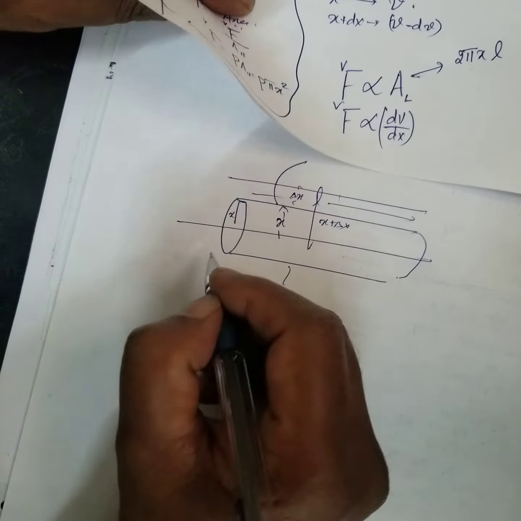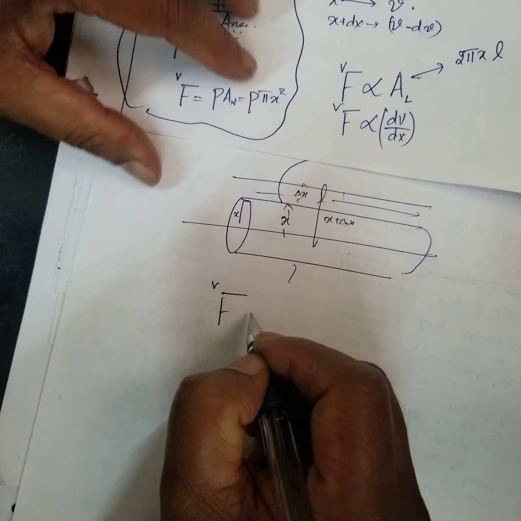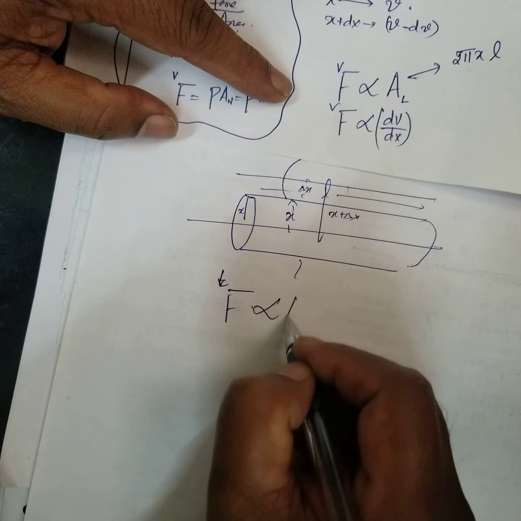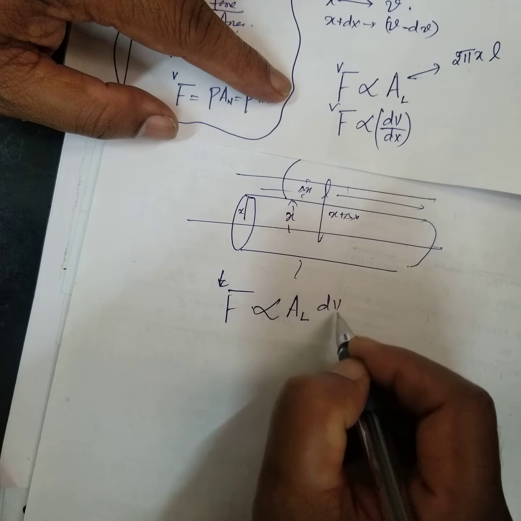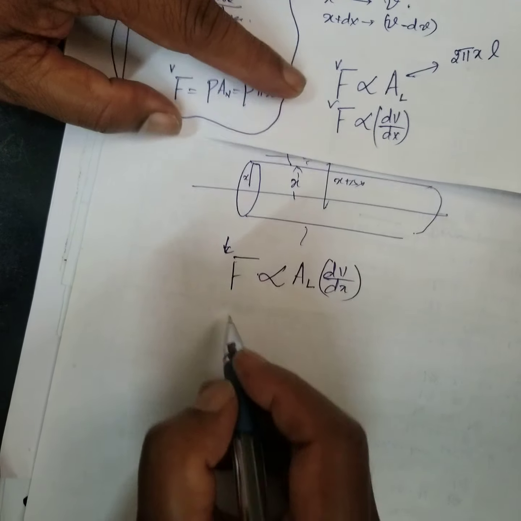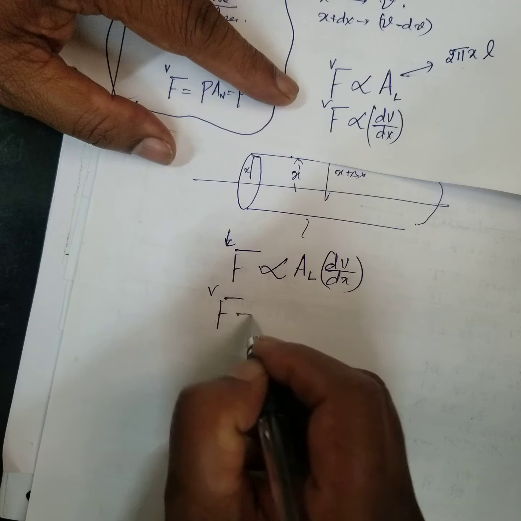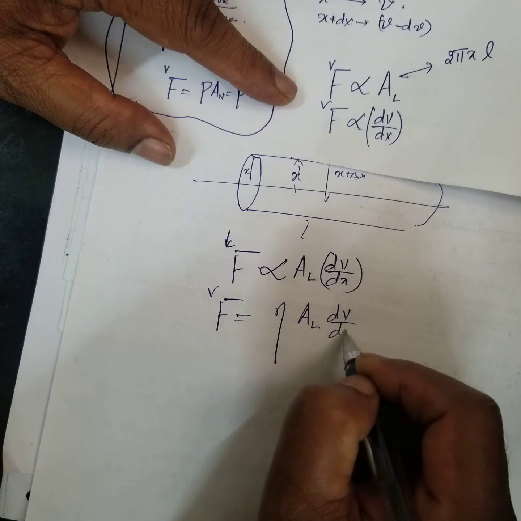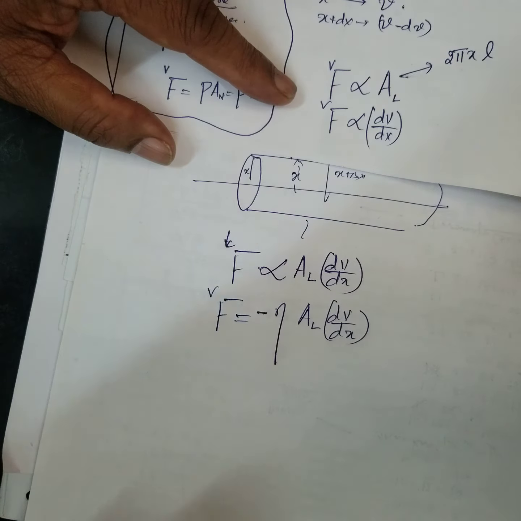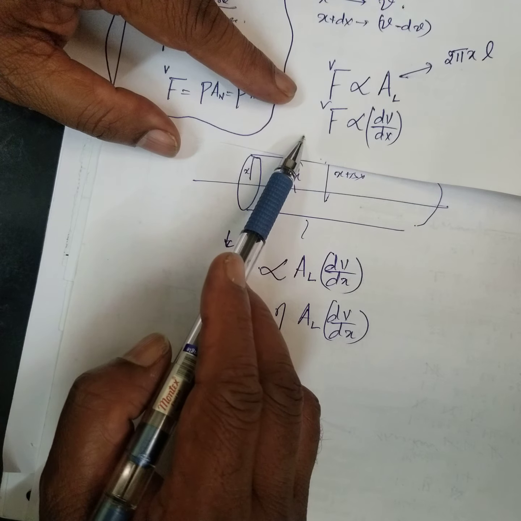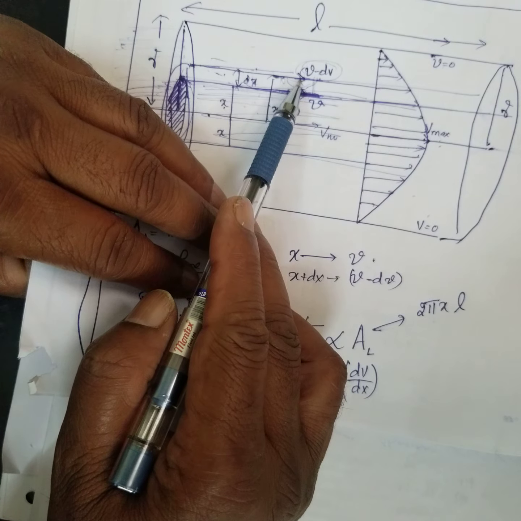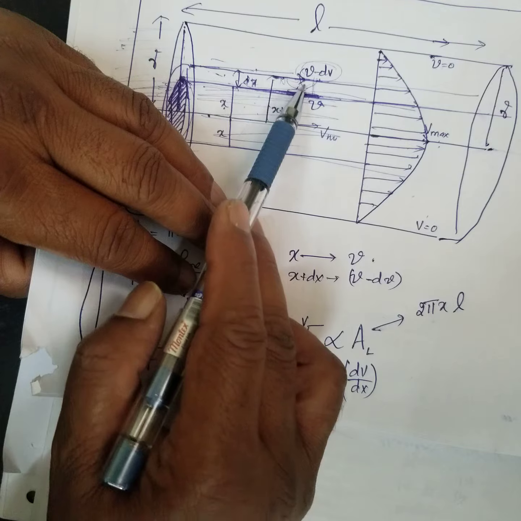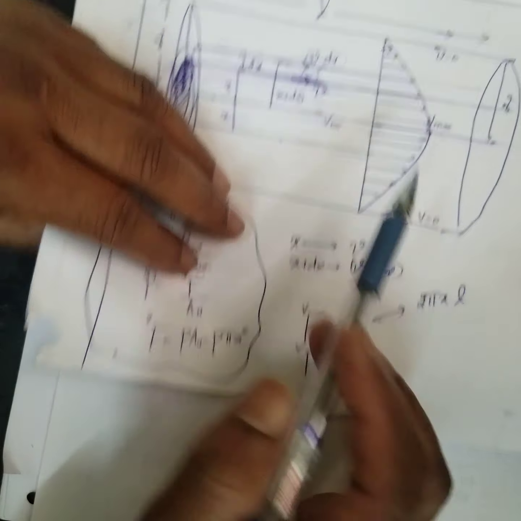Therefore, frictional force, which they can call viscous force or tangential force, is directly proportional to A L and dV by dx. It's a velocity gradient. Therefore, the viscous force or tangential force is equal to the coefficient of viscosity times A L dV by dx, with a negative sign. The negative sign means this tries to retard. This one accelerates, this one wants to retard. As a result, a frictional force exists between these two layers, and that depends upon this area.